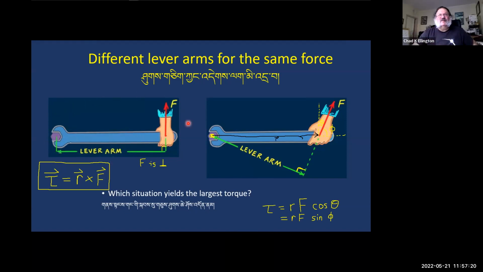Yeah, so it's this one over here. Yep. That is the case. And we could think of, if we took this one to the extreme where the force is almost directed straight out, it's not going to cause the wrench to rotate at all.